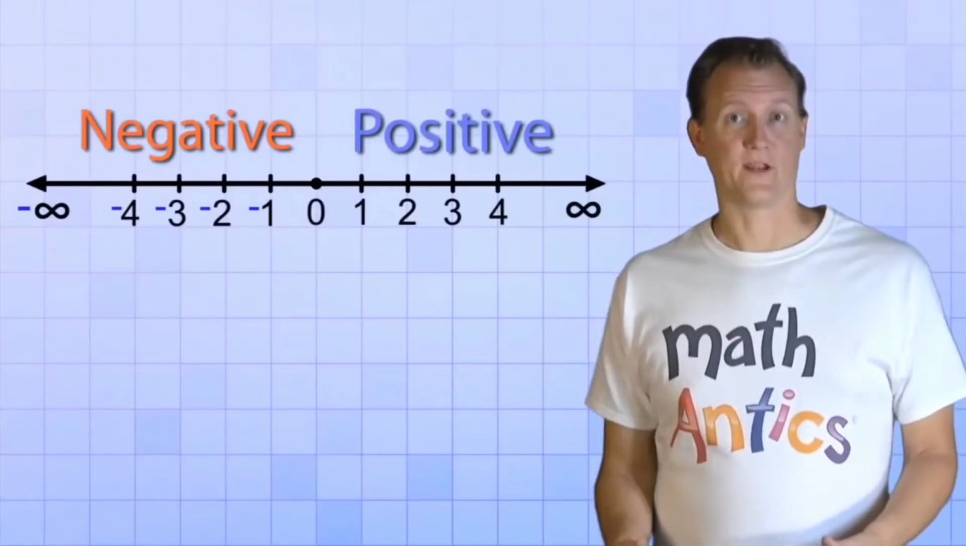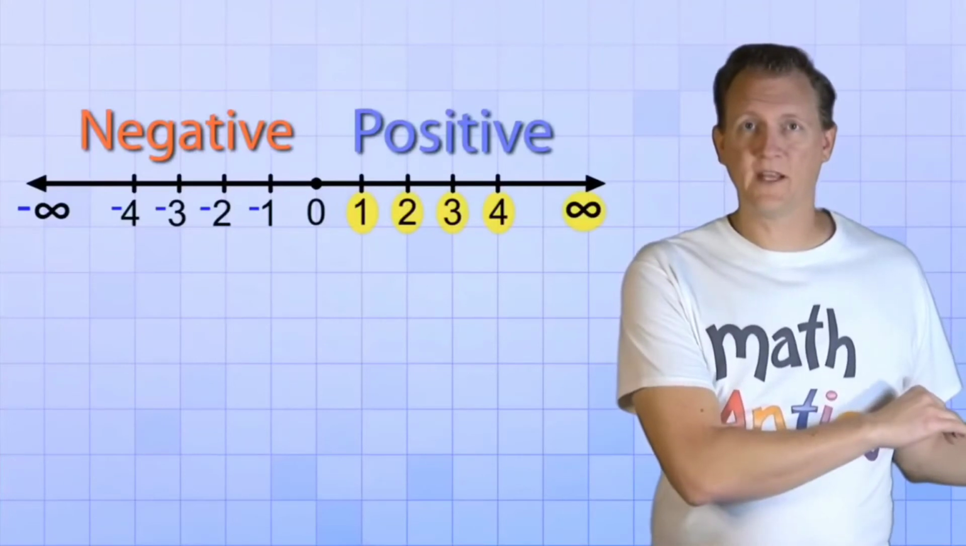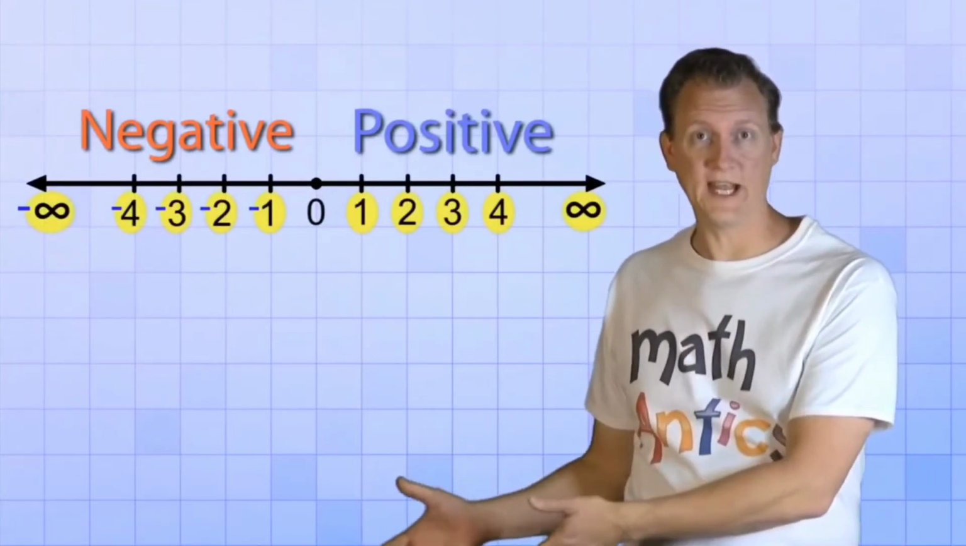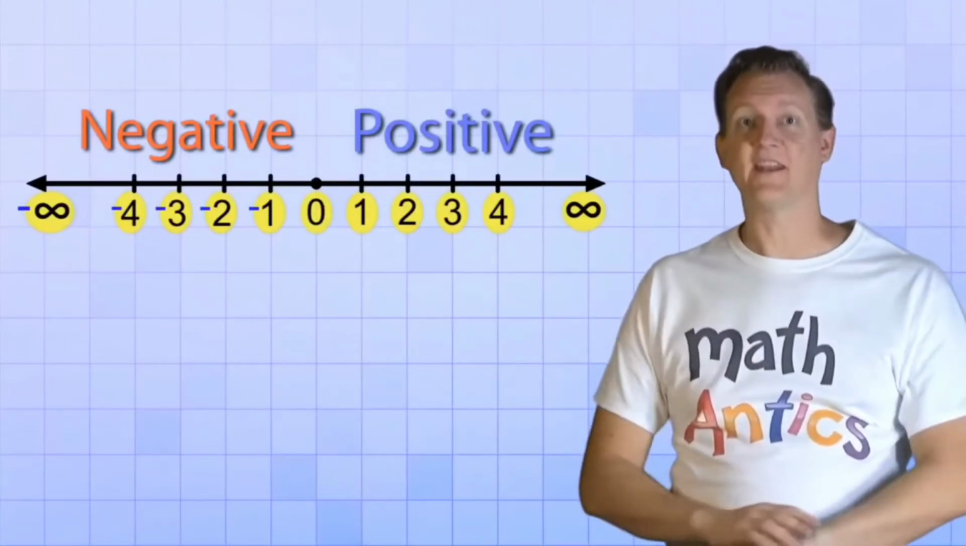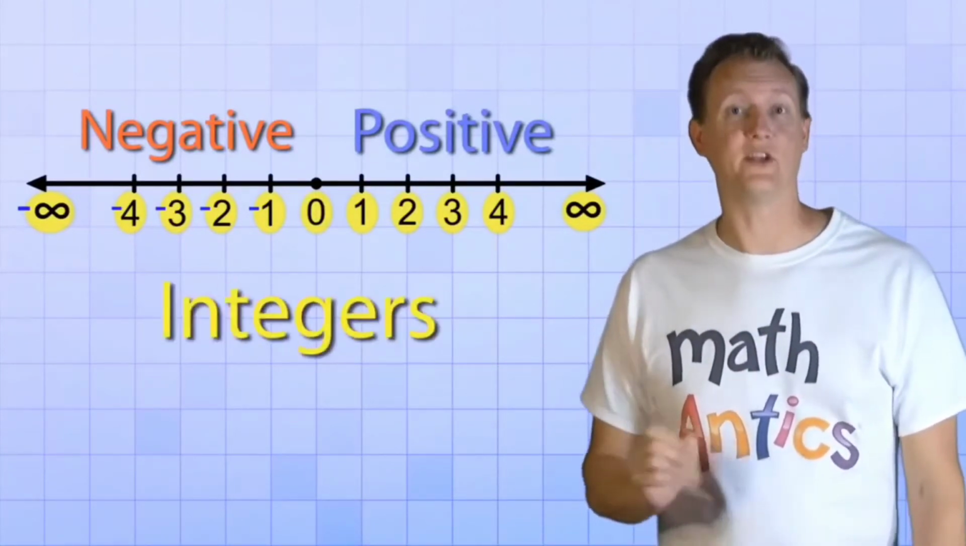By the way, when you combine all these numbers, 1, 2, 3, and so on up to infinity, and -1, -2, -3, and so on, down to negative infinity, and the number 0, that entire set of numbers gets a special name in math. They're called the integers.